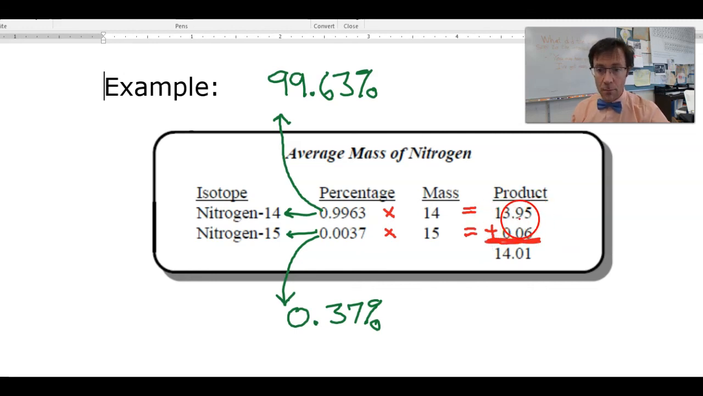And so what this is saying is that in our sample, the average 13.95 is from the stuff that weighs 14, and only 0.06, a very small amount, is coming from the stuff that weighs 15, which kind of makes sense because it's only 0.37%. I would not expect that to be a major player when it comes to the average weight. You guys understand what I'm saying?